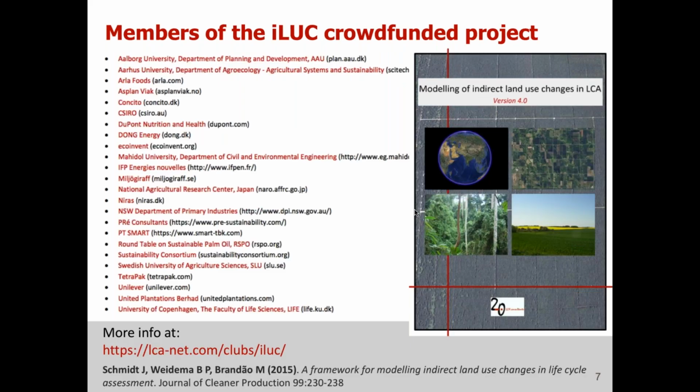All these problems led to the establishment of what we call the Indirect Land Use Change Club in 2011. It is a crowd-funded initiative based on membership subscriptions that create the budget for developing the model. Currently we have around 25 members of our crowd-funded club, and new members are still coming, and we are still developing and refining the model. And there's more information on the web page below.